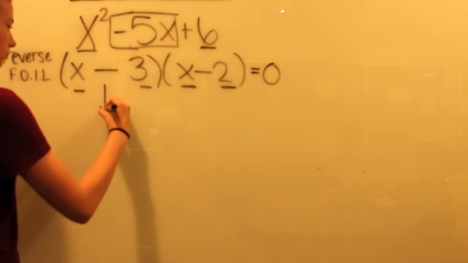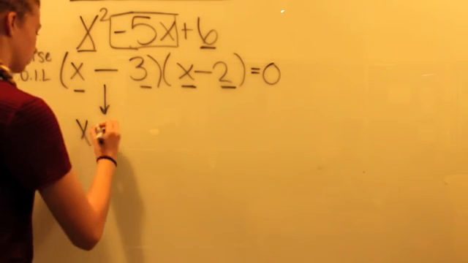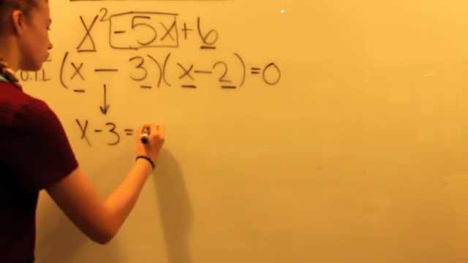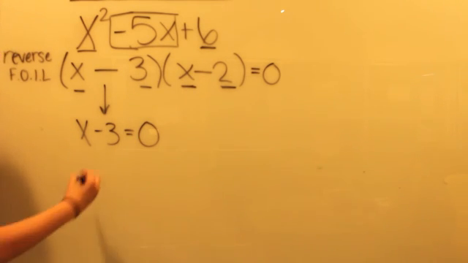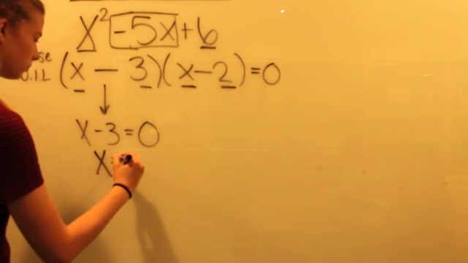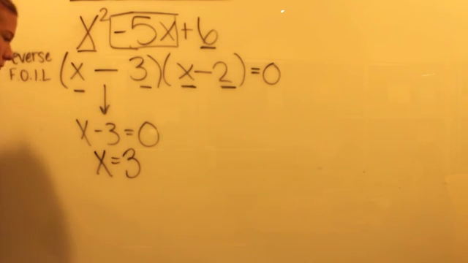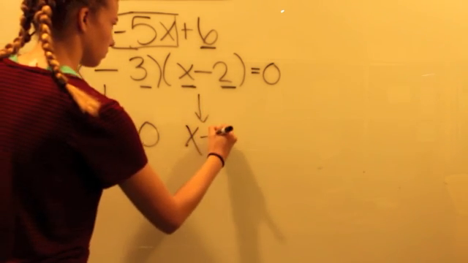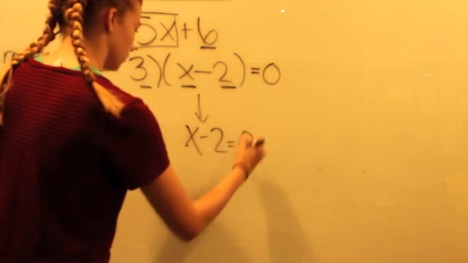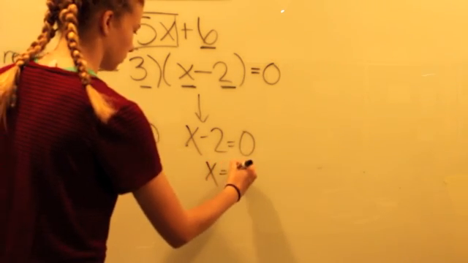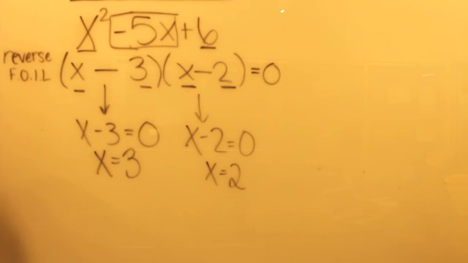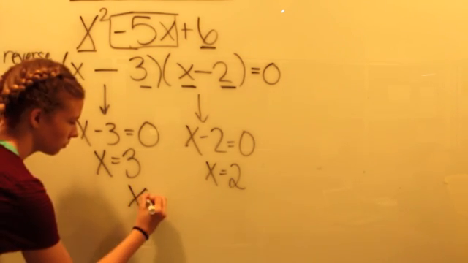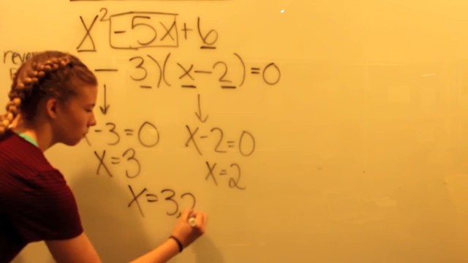Take the problem two parentheses at a time. So first, in our first parentheses, we have x minus 3 equals 0. This means x has to equal 3. We'll next do x minus 2, which would be our last pair of parentheses. So we have x minus 2 equals 0, giving us x equals 2. Another way of writing this is x equals 3, 2.